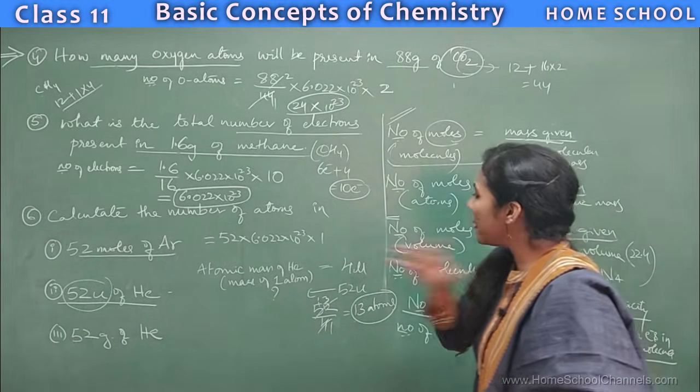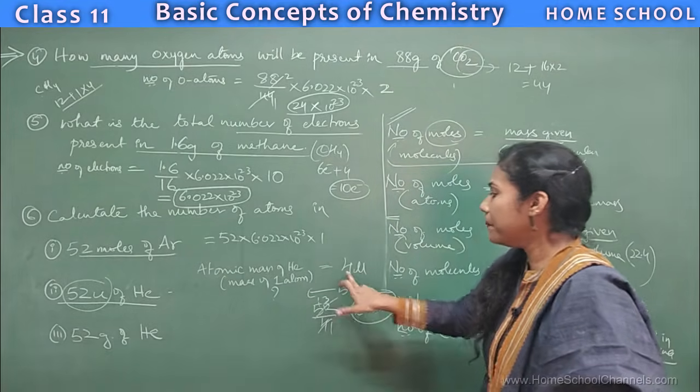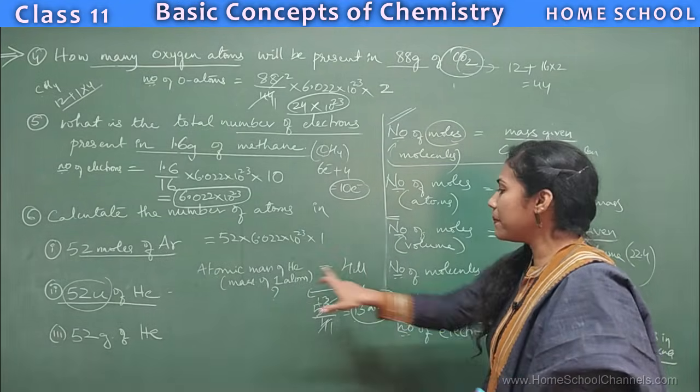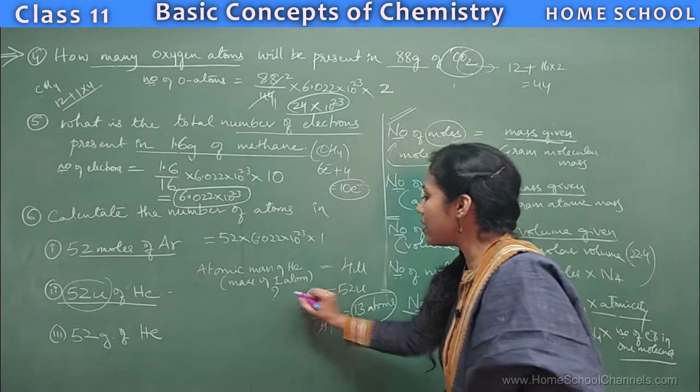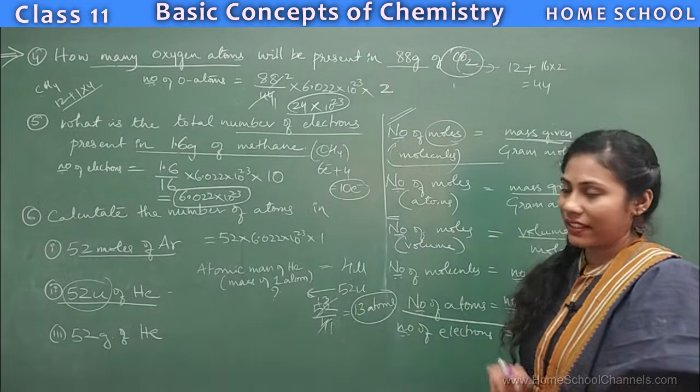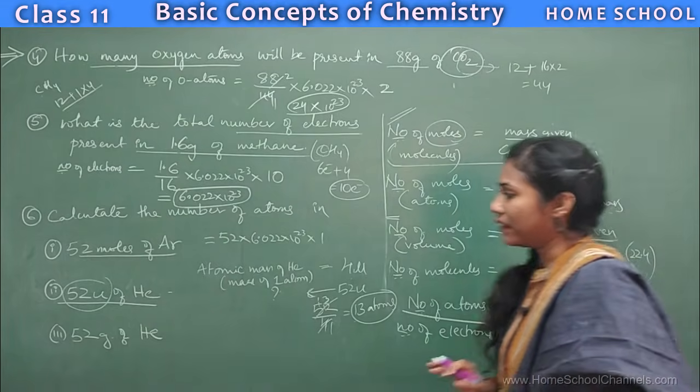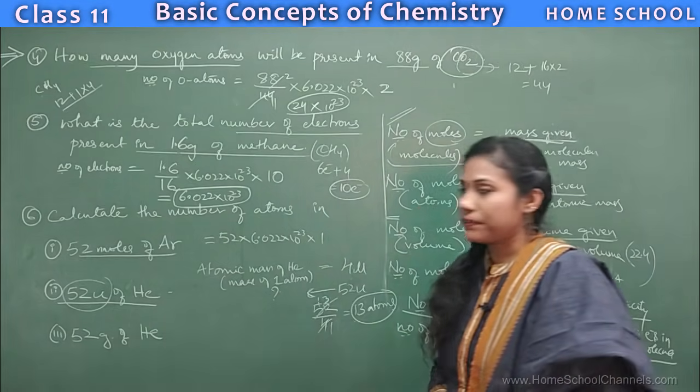Okay. So, just a cross multiplication. Mass of one atom is 4 u. Atomic mass of helium is 4 u. So, 52 u contains how much? Just a cross multiplication we have done there. That's it. Okay. Fine. And coming to the third question here.